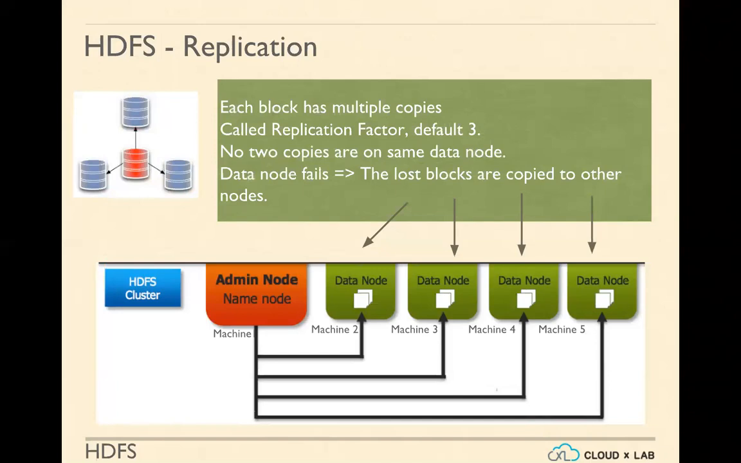Every block of the file is replicated, and the number of total copies, including the original, is called replication factor. And this replication factor is 3, meaning if you are trying to upload a 1 gigabyte file on HDFS, then across the cluster, it will consume 3 gigabyte of storage. Okay.